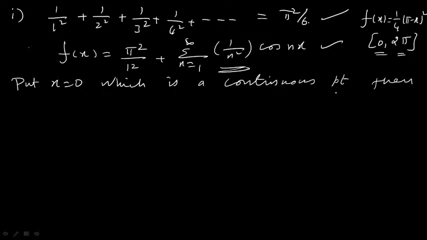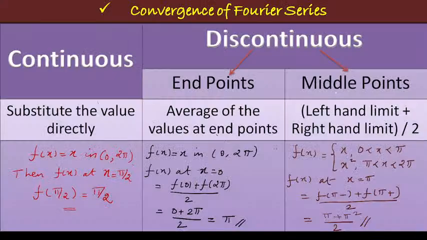Under the convergence theorem on Fourier series, we have discussed this in detail. I will give you the link in the description. So if the point is continuous, what do we do? We have to substitute the value directly. If it is discontinuous, we have 2 more cases. So if it is continuous, we substitute the value directly. Just replace the point where we have to calculate the function value in the function, and you get the function value.